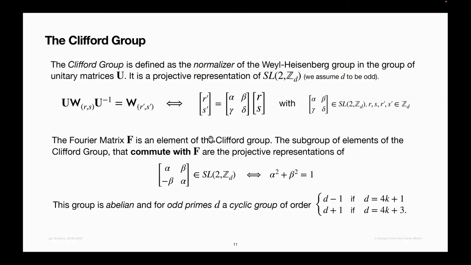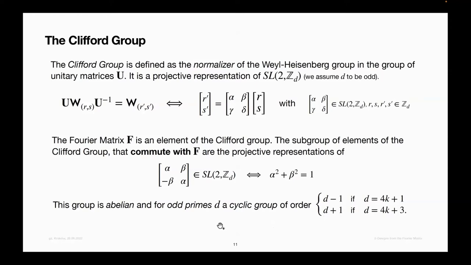So basically gamma becomes minus beta and delta becomes alpha, and alpha squared plus beta squared is one. This is a requirement to be in the special linear group. This group is in any case abelian, commutative, and for odd primes it is a cyclic group, even of order D minus one or D plus one, depending on the form of D.